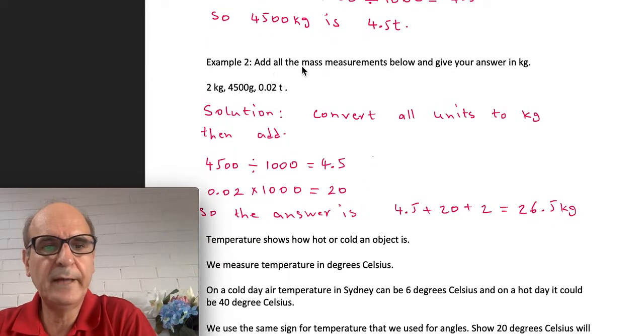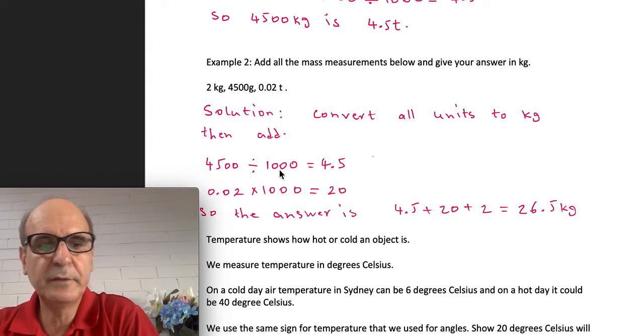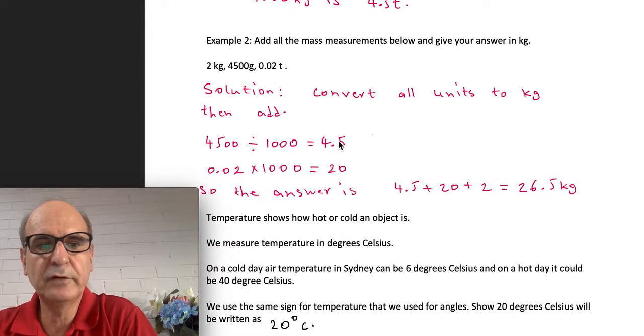Example 2, add all the mass measurements below and give your answer in kilogram. So here we have 3 different masses, 2 kilogram, 4500 gram, and 0.02 tons. We want to convert all of them to kilogram and add them up. This one is kilogram, so we don't need to do anything about that. This is 4500 grams. Divide by 1000 to get it into kilograms, so 4.5 kilograms.